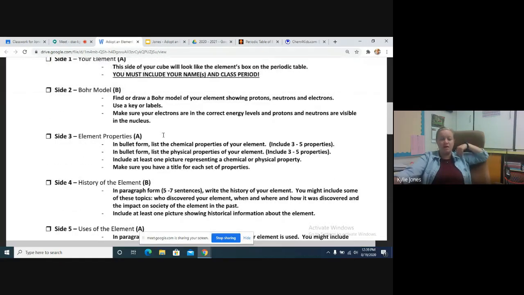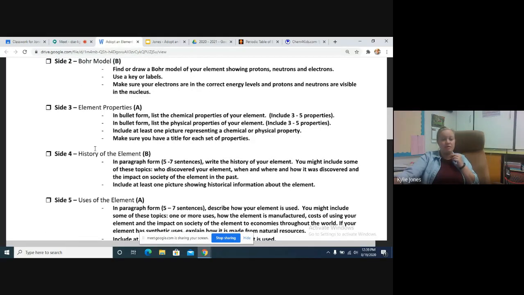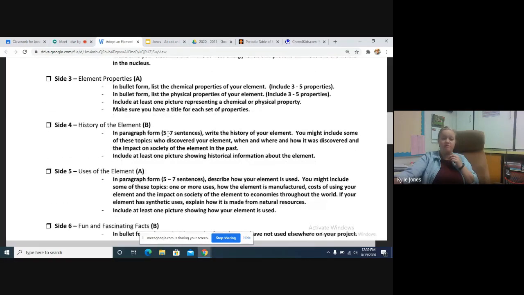Slide 3 is going to have some element properties. So you can list some chemical properties of your element, the physical properties of your element, and it will include at least one picture representing the chemical or the physical property. Okay. Slide 4 is going to be a little bit of a history of the element. So a paragraph, and you're going to write the history. You might want to include who discovered your element, when and where and how it was discovered, and the impact on society. So something like silver. We're going to use silver as an example for this whole thing when we go over an example.